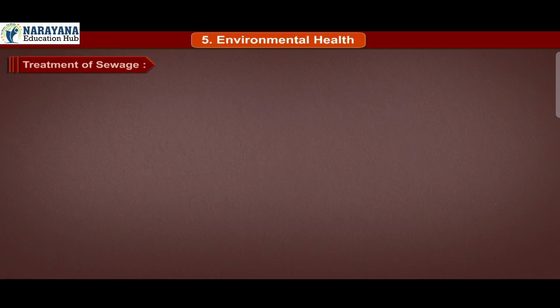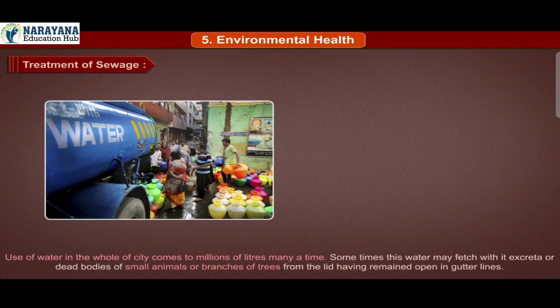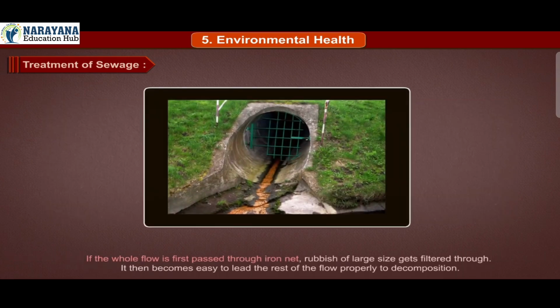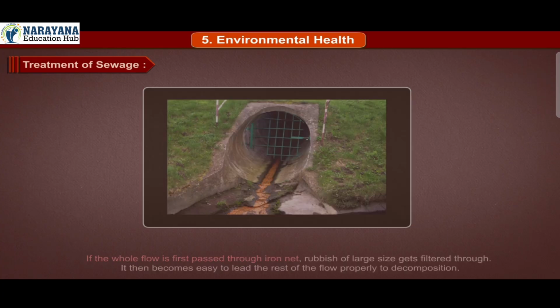Treatment of sewage. Use of water in the whole of a city comes to millions of liters many a time. Sometimes this water may carry excreta or dead bodies of small animals or branches of trees from the leaves having remained open in gutter lines. If the whole flow is first passed through an iron net, rubbish of large size gets filtered out. It then becomes easy to lead the rest of the flow properly to decomposition.